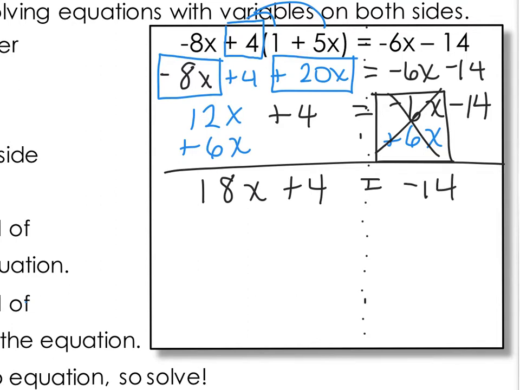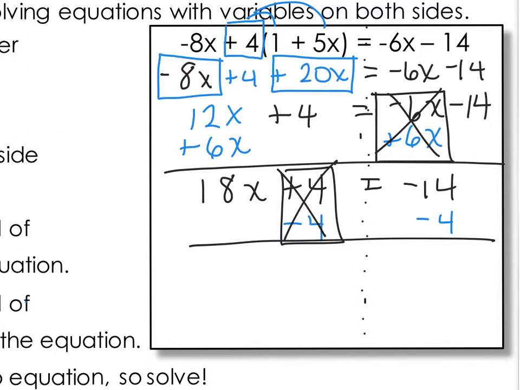All right, the next step is to use inverse operations to move all the constants to the other side of the equation. So at this point, you've decided your x's are going to be on the left. That means your constants are going to be on the right. So I have a +4. I need to do -4 on both sides. So +4 and -4 cancel out, and I'm left with 18x equals -14 and -4 is -18.